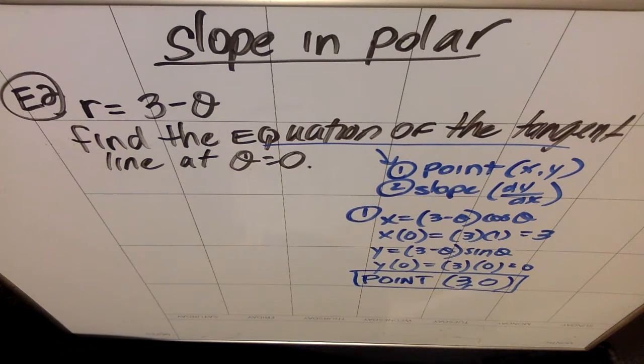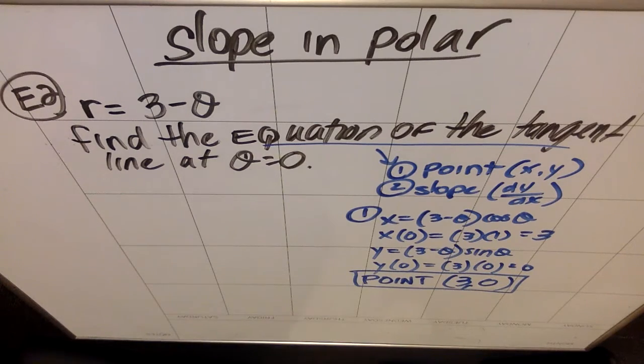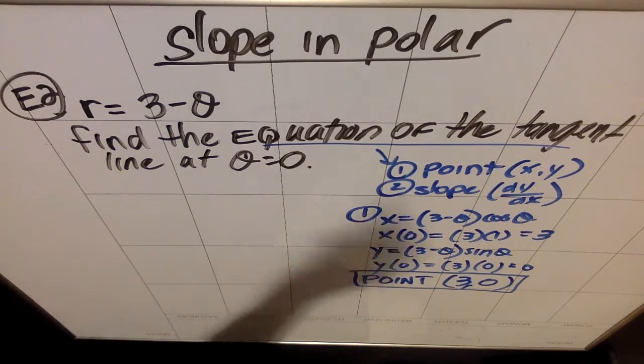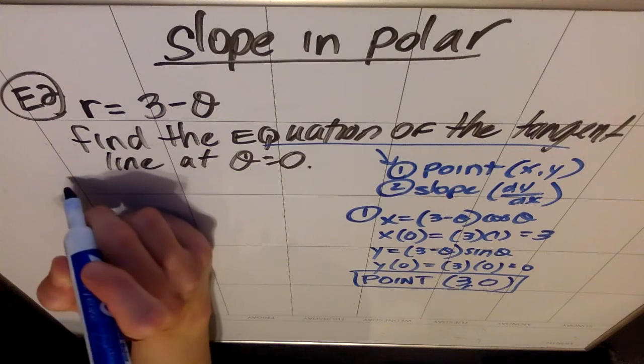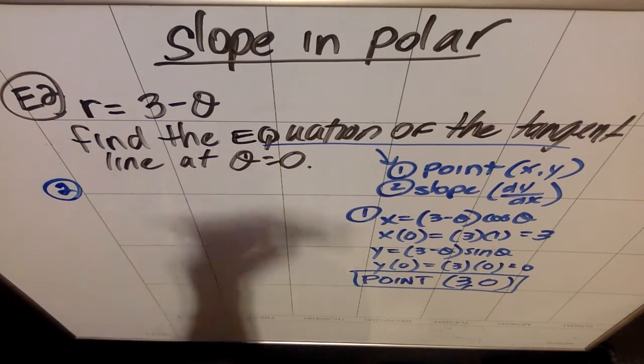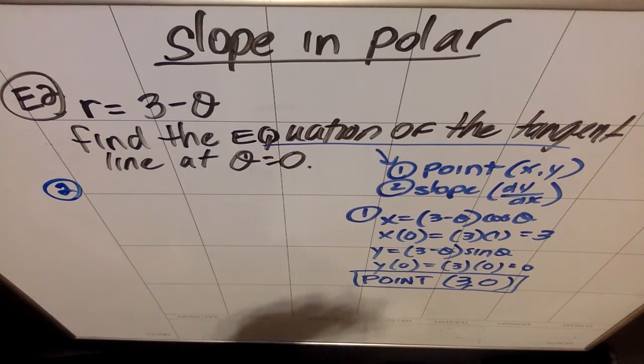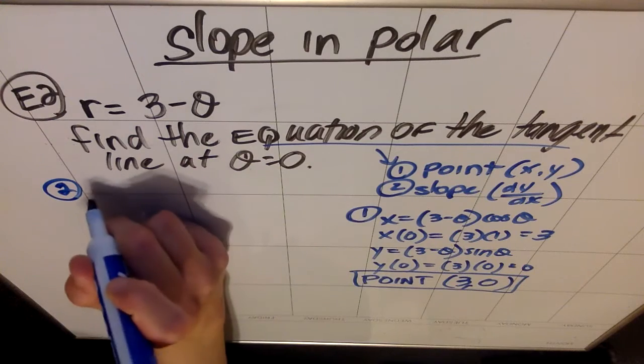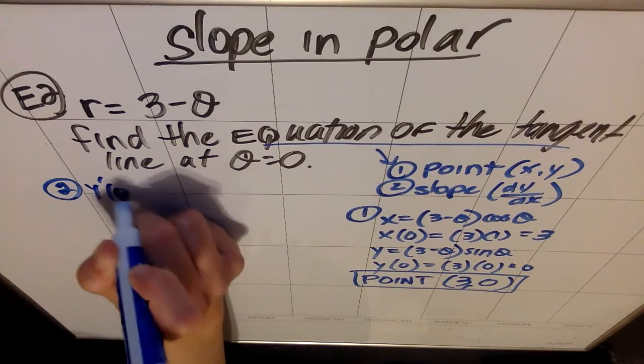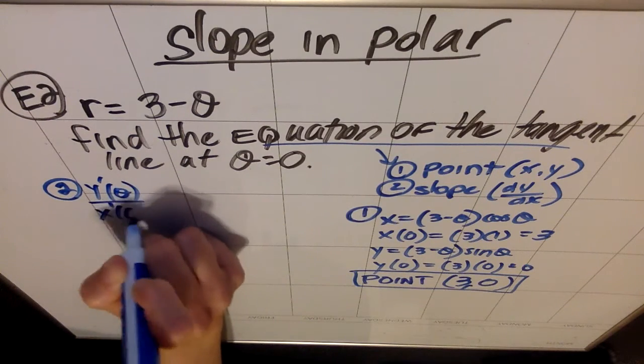The second thing I need to do is find my slope. Trying to find my red marker, but I seem to have misplaced it, so black marker it is. So the second thing I need to do is find my slope. To find my slope, blue marker it is. The slope is going to be y prime of theta over x prime of theta.